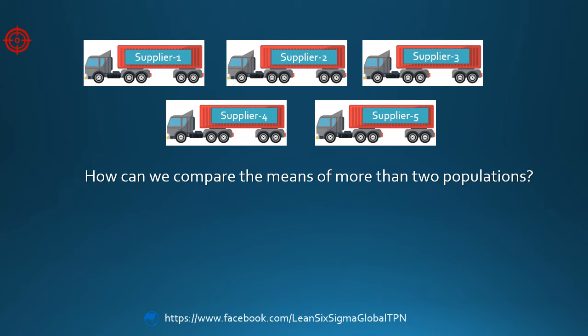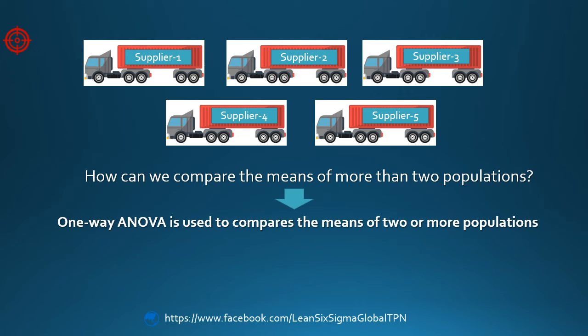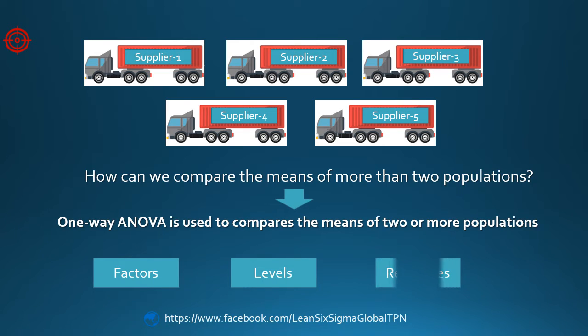One-way ANOVA, or analysis of variance, is an extension of the two-sample t-test. When we are comparing the means of two populations, we can use either the two-sample t-test or one-way ANOVA. However, we can use one-way ANOVA to compare the means of 3 or more populations. Before we can use ANOVA to answer these questions, there are 3 key concepts we need to understand: factors, levels, and responses.